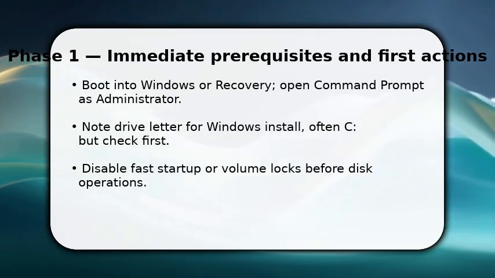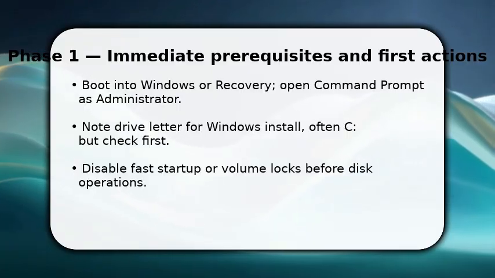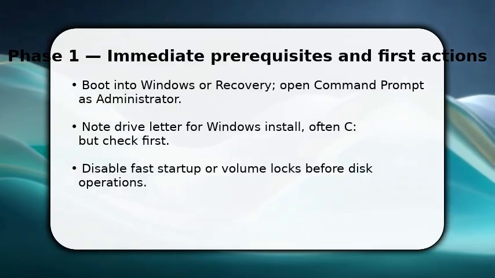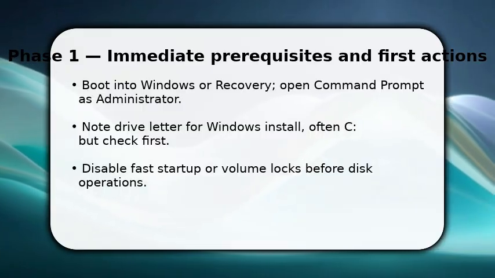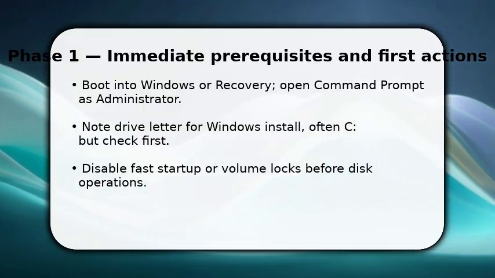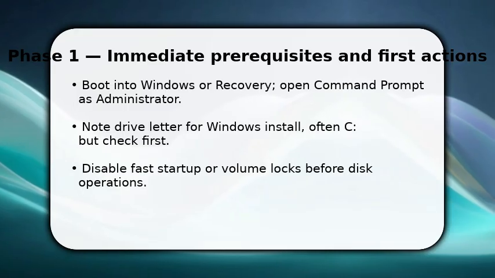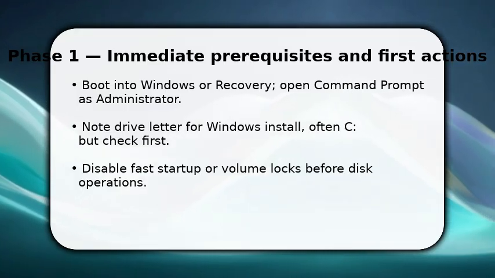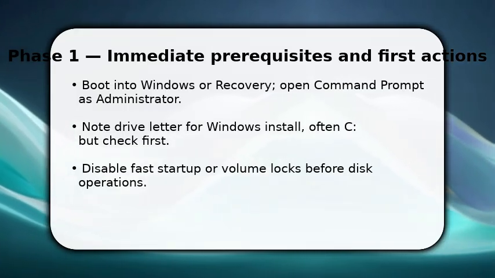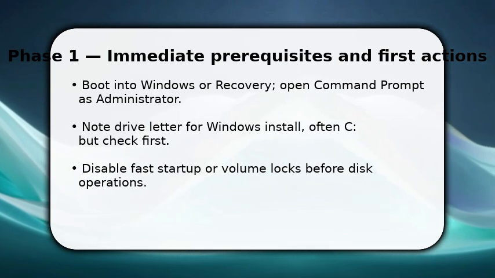Next, make sure no file systems are locked. Disable fast startup or boot into recovery to avoid write conflicts. Now you're ready to run low-level tools. This step prevents accidental work on the wrong disk, and it gives the commands the access they need to repair system files and boot data.